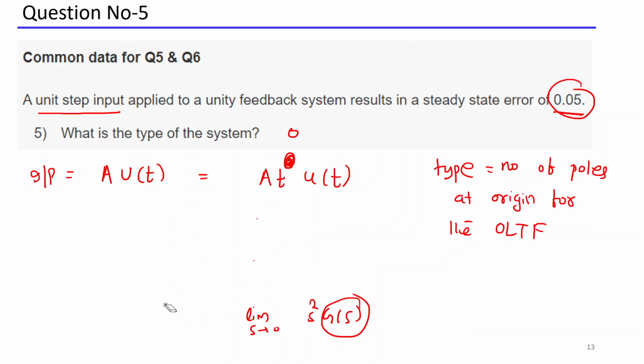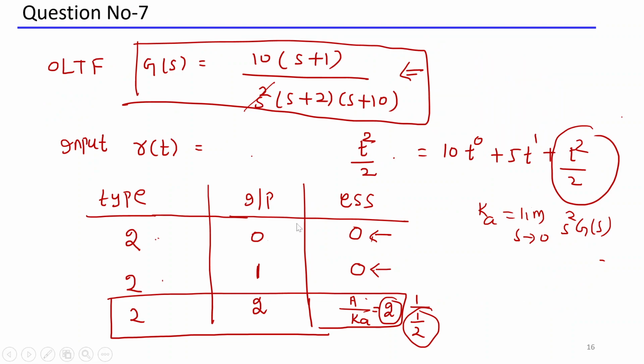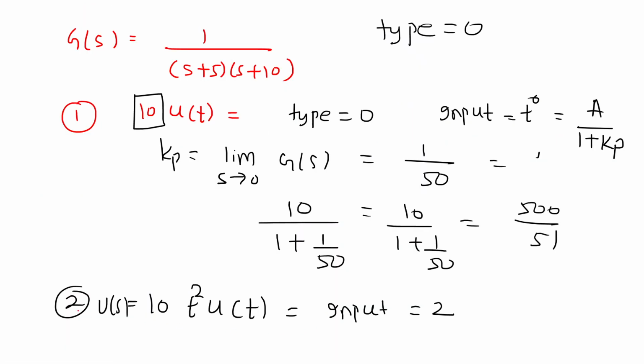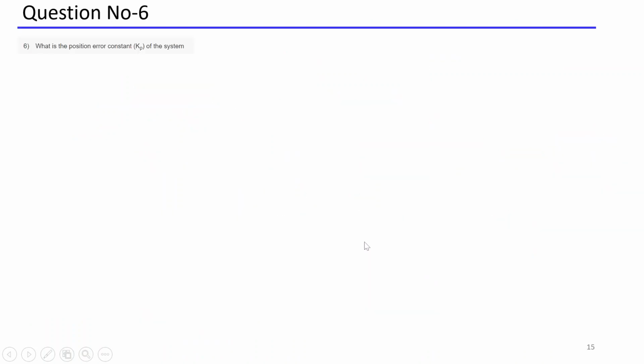So here you see, I've already discussed that when both input and type match, then the steady state error will exist. You can check by yourself. Here I have taken an equation where your input is 2. You solve it by yourself. And if here you say type is 0, if you solve then you will definitely get infinity. So that's what I generalized.